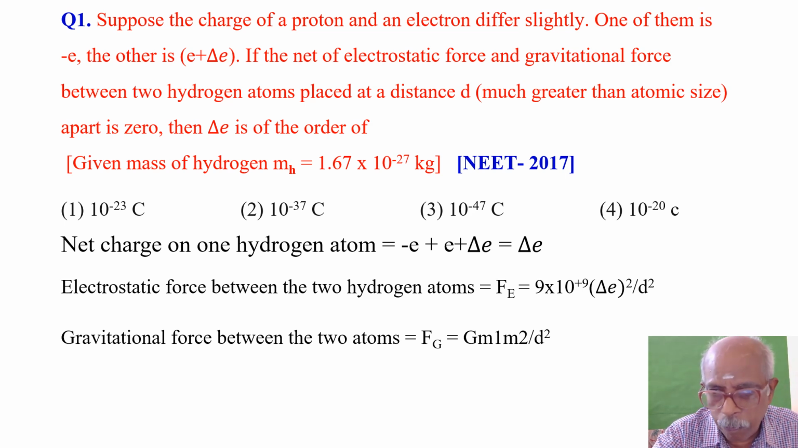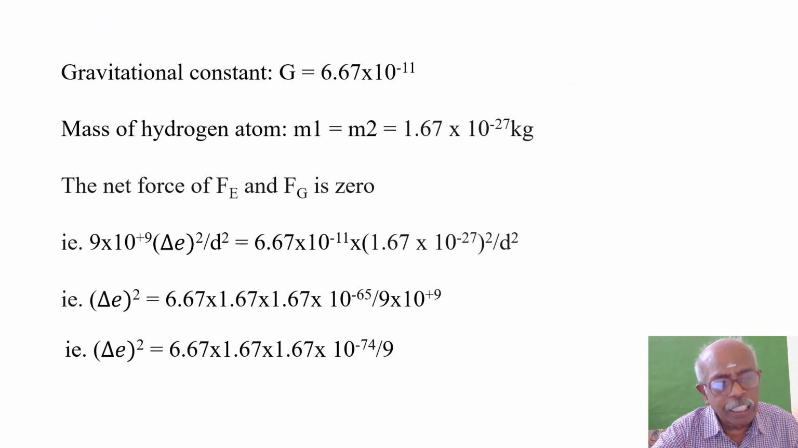Let us continue the problem. The gravitational constant G is equal to 6.67 into 10 power minus 11. Of course, you need not read the unit. The mass of a hydrogen atom, m1 is equal to m2, is equal to 1.67 into 10 power minus 27 kilogram. The net force of Fe and Fg is 0.